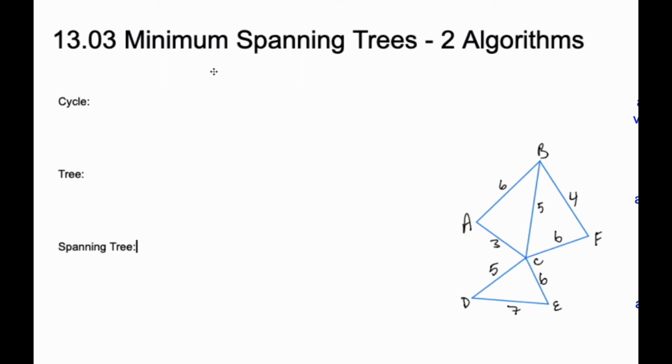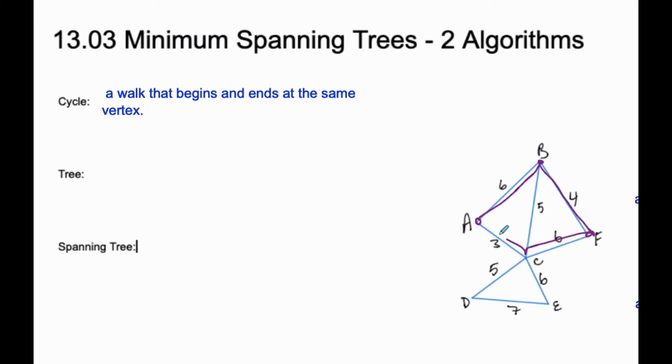Okay, so today we're going to talk about minimum spanning trees and we're going to introduce you to two algorithms. But before we do that, I want to recall what a cycle is. A cycle is a walk that begins and ends at the same vertex. So for example, if I would go from A to B to F to C back to A. So A, B, F, C, A, this is what we call a cycle, goes around.